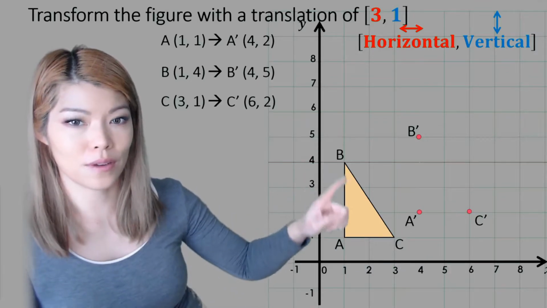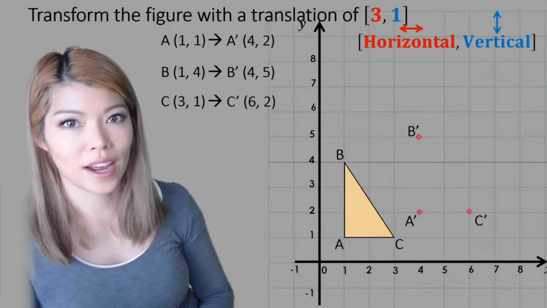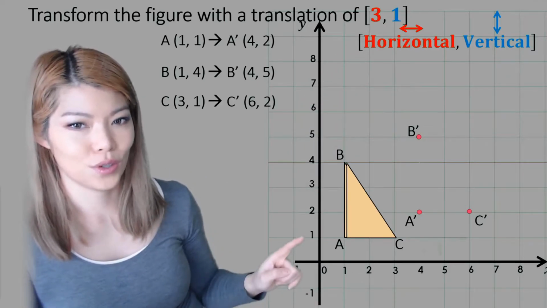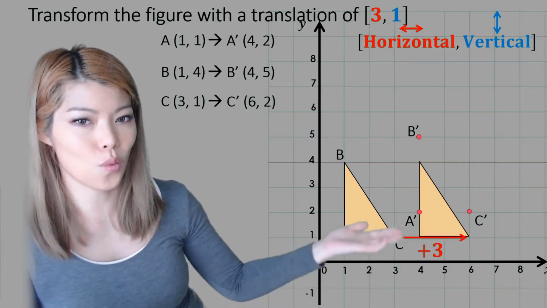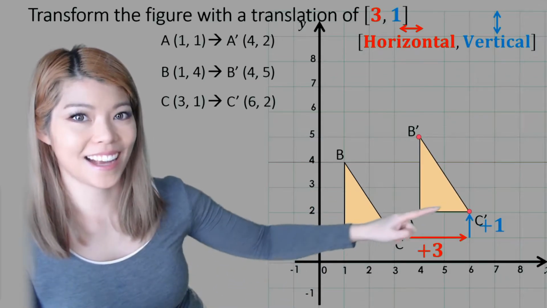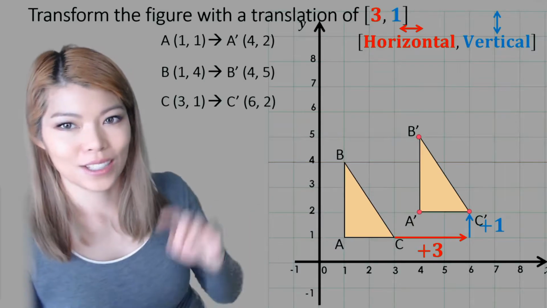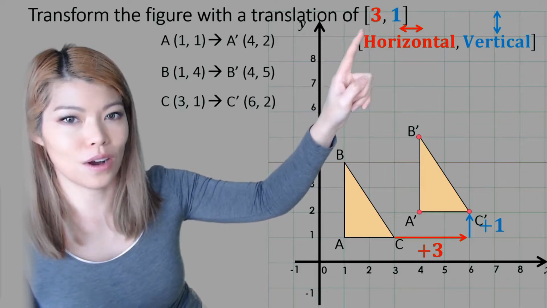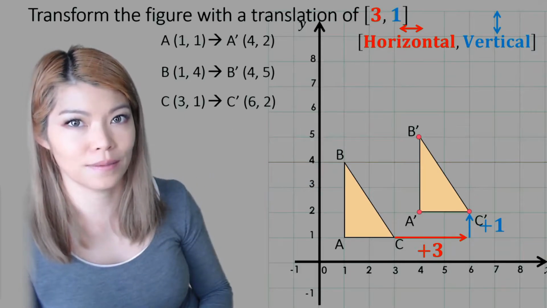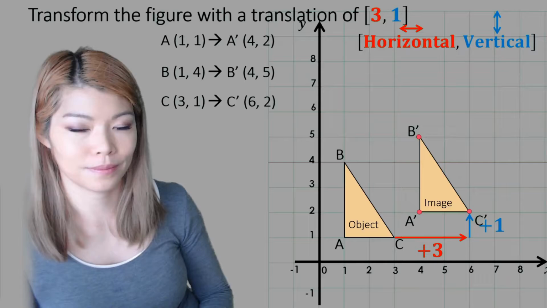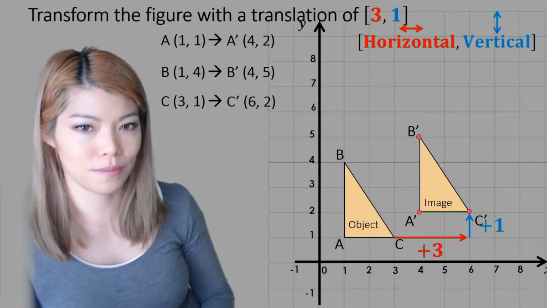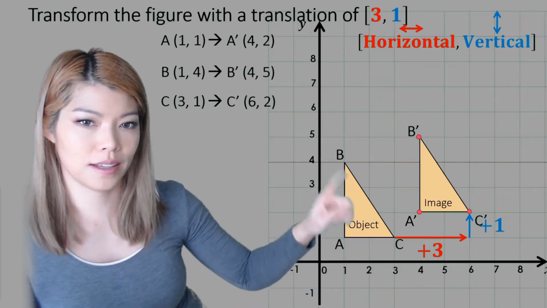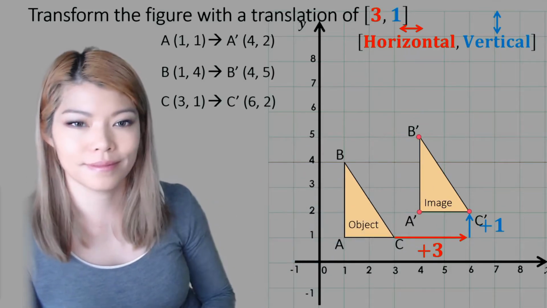Now that we have the 3 spots, we can draw our triangle. Double check. We're moving 3 across and 1 up. Let's have a look. So 3 across and 1 up. And that's exactly where we want it to be. So recap, write down your vertices and then add your horizontal and vertical translation. That's the object and that's the image. We always label the objects with the regular letters and the image with a dash.